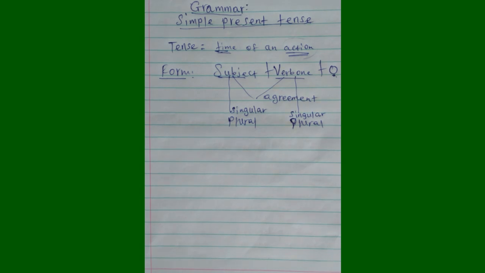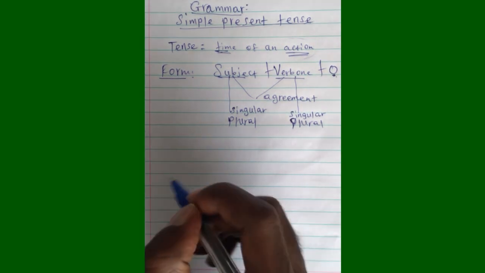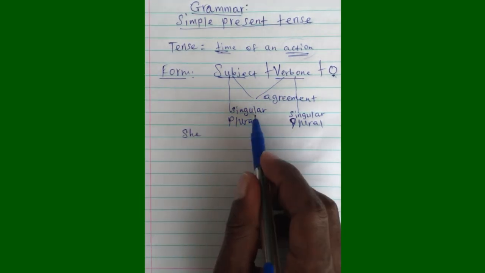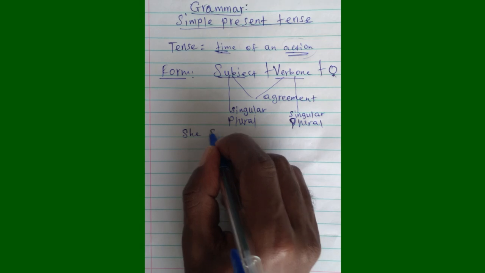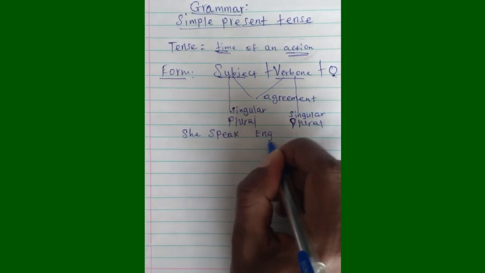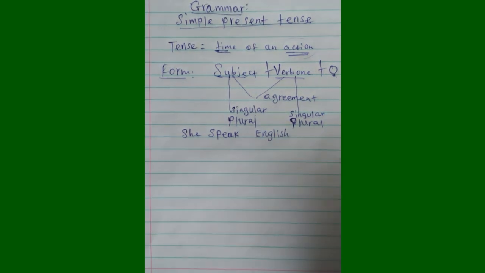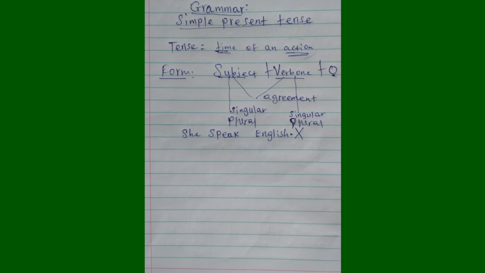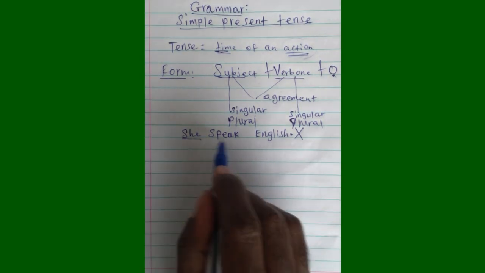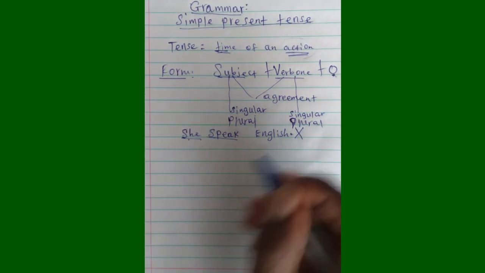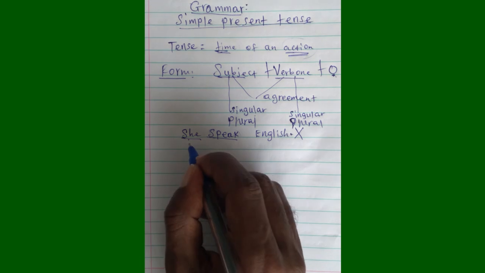That's it. For instance, if the subject is she, this one is singular, right? And then we are not going to say speak. "She speak English" is wrong in English grammar. This is X, because of the subject and verb agreement. When the subject is singular, the verb also must be singular, which means we need to add S to the verb.